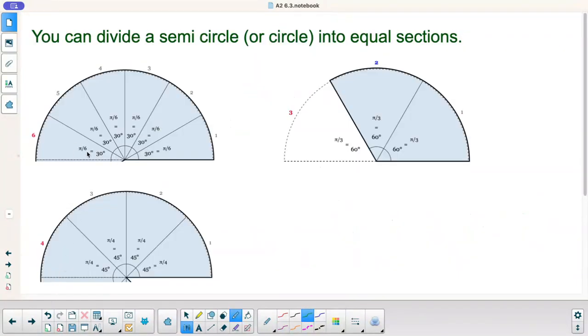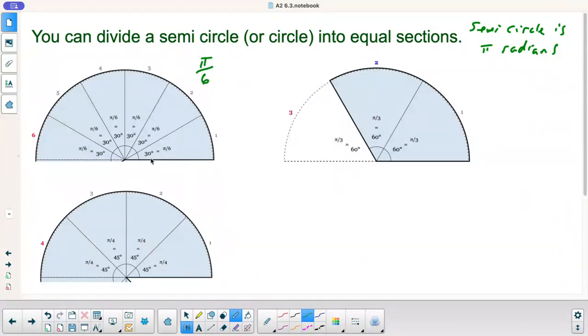All right, so you can divide a semicircle or a circle into equal sections. Remember, a half circle, a semicircle, is pi radians. So I'd have 1, 2, 3, 4, 5, 6 of these. This is like saying I take my pi radians and I divide by 6.